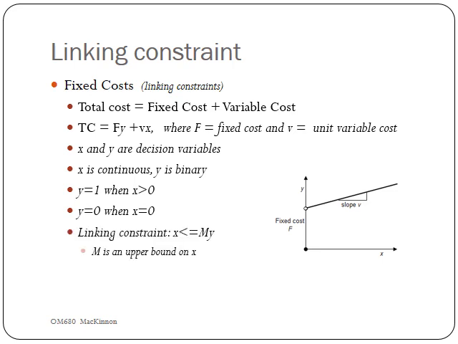So the linking constraint, we can express it this way: x is less than or equal to my, where m is some large number. It's not entirely arbitrary. It's an upper bound on x. We select a number that x is never likely to grow beyond. Otherwise, the line simply keeps going up forever. So we have to have a bound, especially on linear programs, because the line just keeps going up to infinity.